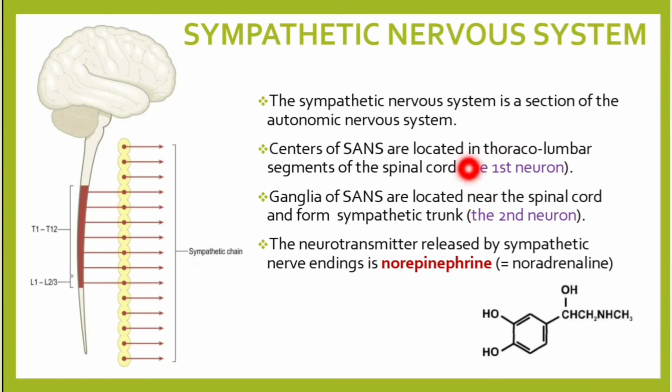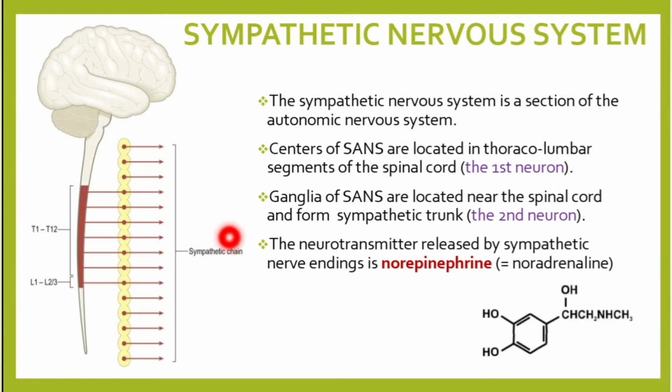First order usually found in the thoracolumbar segment here from T1 to T12, including L1, L2, L3. That's the first order. The second order is found in paravertebral ganglia, or the sympathetic trunk, or the sympathetic chain. The sympathetic nervous system uses a neurotransmitter called norepinephrine, usually abbreviated as NE. It's also known as noradrenaline, and you can see its structure there if you need to know it.